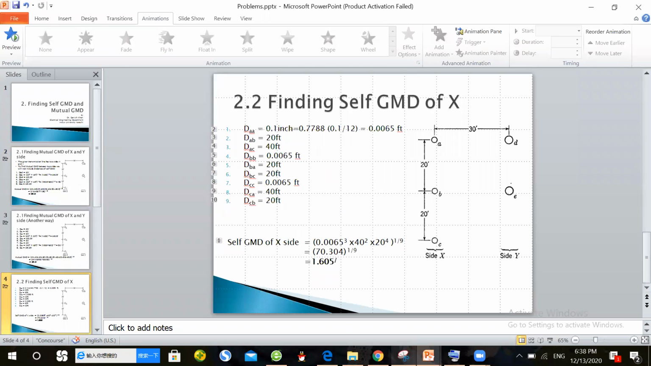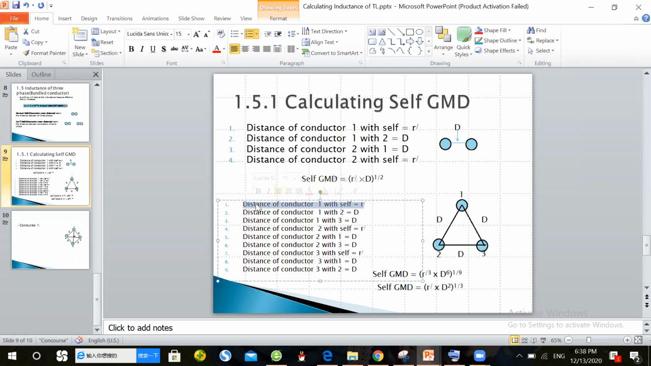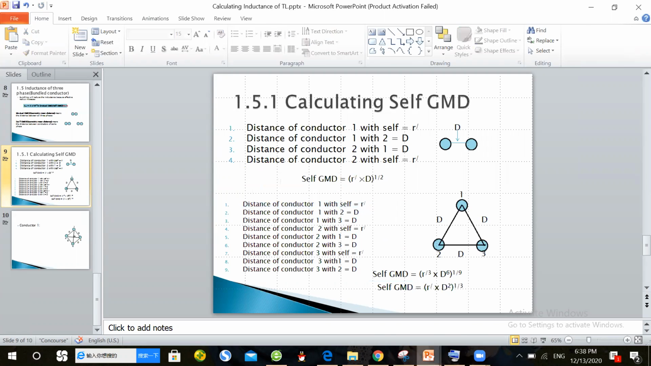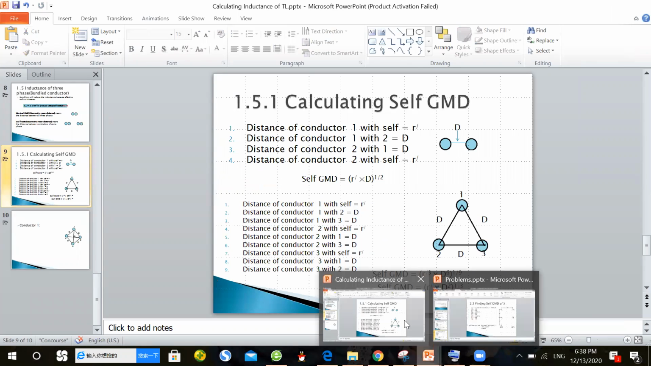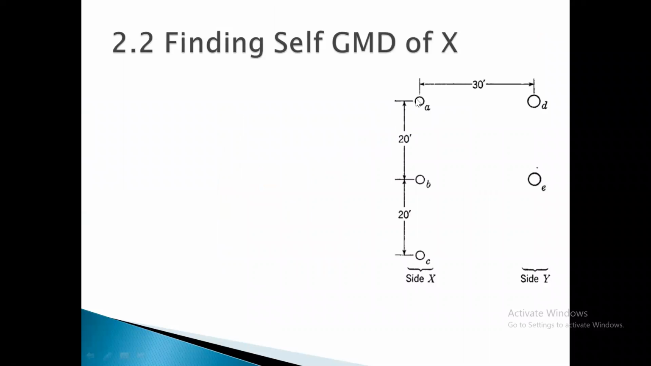By calculating self GMD, we were considering conductor 1 with itself. It means its radius. The radius given in your notes is 0.1 inches. Firstly I will go for the self distance, the same thing I explained before. I'm staying on side x because I have to calculate the self GMD, not the total GMD. This is the self GMD of side x.